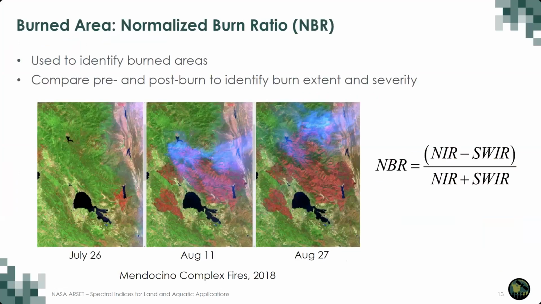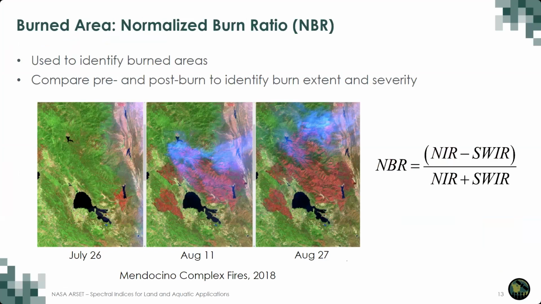To take advantage of this difference in spectral response between healthy vegetation and burned area, we use the Normalized Burn Ratio, or NBR, to map post-fire conditions. NBR uses remote sensing data at the near-infrared and shortwave infrared to map burned areas and ultimately assess burn severity. You can see how this calculation is completed here on the right.